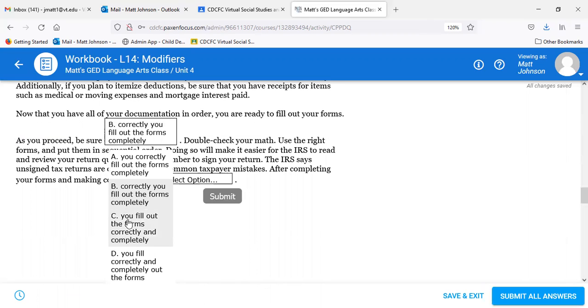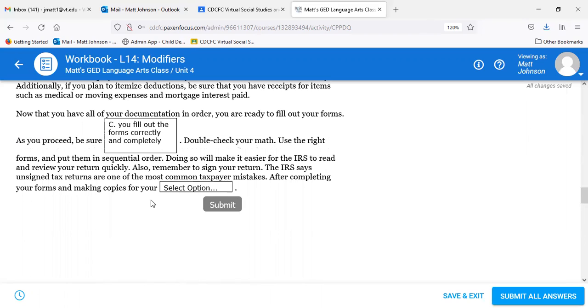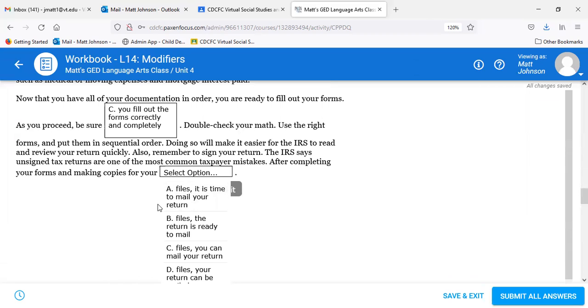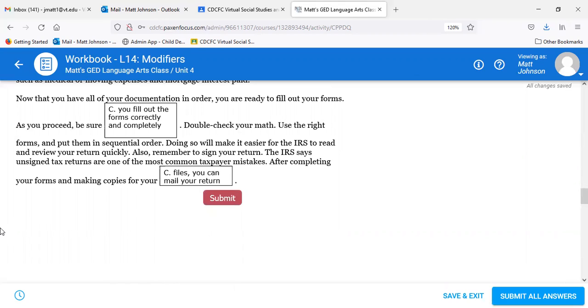Sorry, it should be C. There we go, C. And finally, doing so will make it easier for the IRS to read and review your return quickly. Also remember to sign your return. The IRS says unsigned tax returns are one of the most common taxpayer mistakes. After completing your forms and making copies for your files, you can mail your return. Again, we're looking at you as the subject.